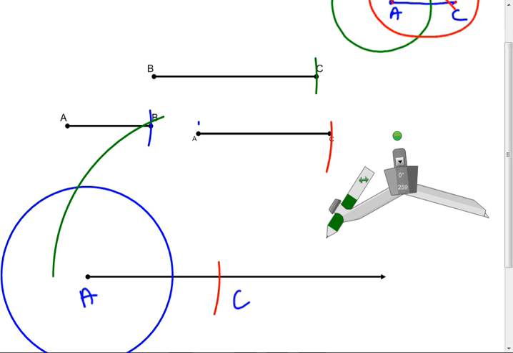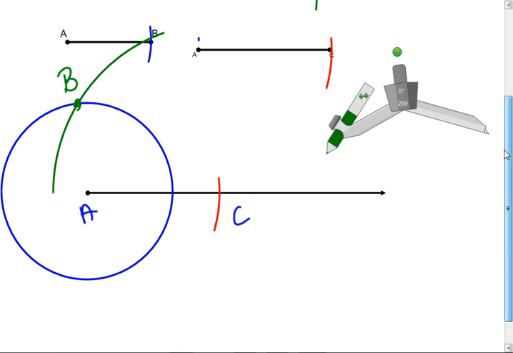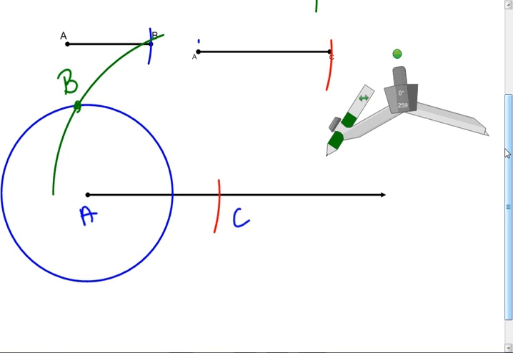So this is C. What's this point? B. And now you have 3 dots, and we can connect the dots. I could have done the one underneath. If I had done the arc down here, I would still have the same triangle, but it would be flipped upside down. Big deal. Same thing.